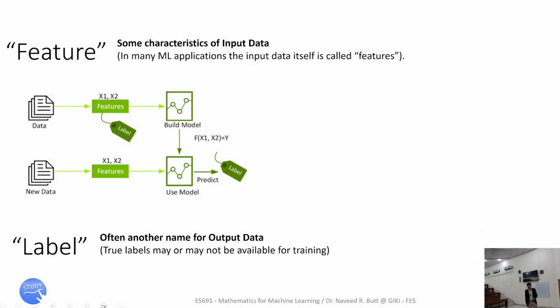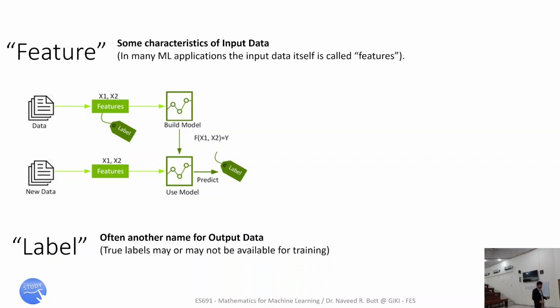Some characteristic of the input data. It could be the whole data itself. Okay? You may say this is what I recorded. This is my features. So we sometimes use them interchangeably. Sometimes you will take out some characteristics of the data, and we will call those features. But labels are basically another name for the output that these features have to give.